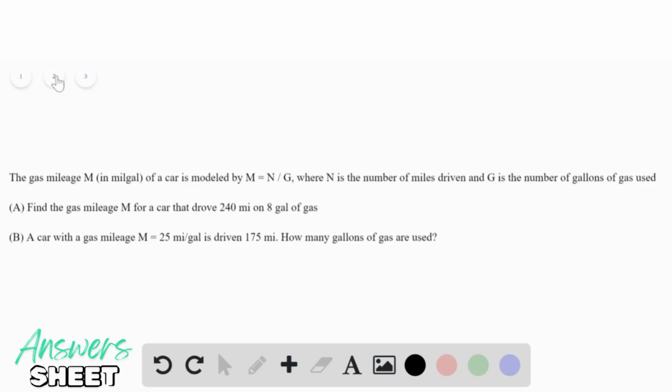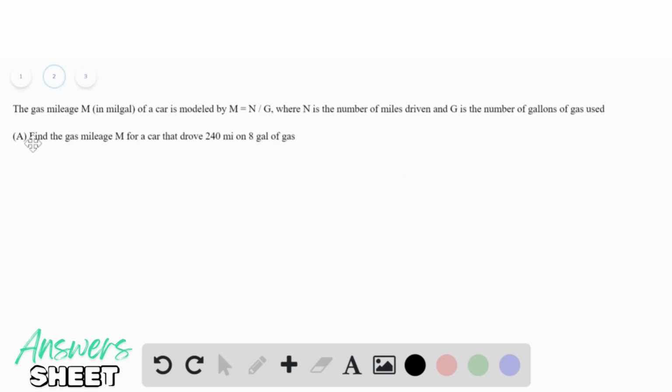Okay, part A. The best way to start when given a word problem is to highlight or underline the most important variables and information. So A, find the gas mileage M for a car that drove 240 miles on 8 gallons of gas. So already we have three variables that stand out to us. We have M, we have N, and we have G. And we can see this from up top right here.